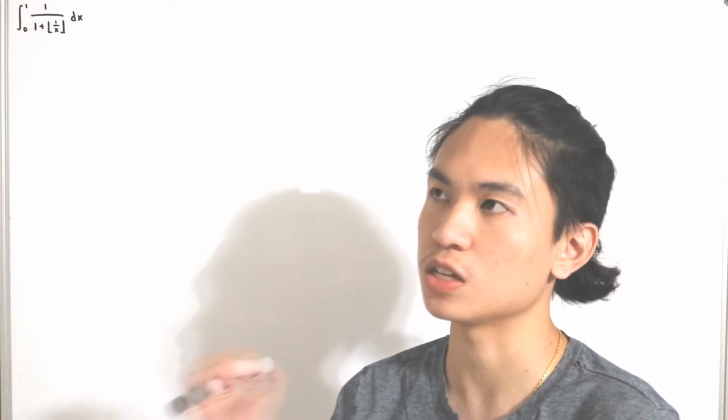For example, we have pi, which is 3.14. The floor of pi is equal to 3. 1 over 4, which is 0.25, has a floor of just 0. Let's say the floor of e, which is 2.71, is equal to 2. So basically, these numbers are integers that are less than or equal to any x output you choose.